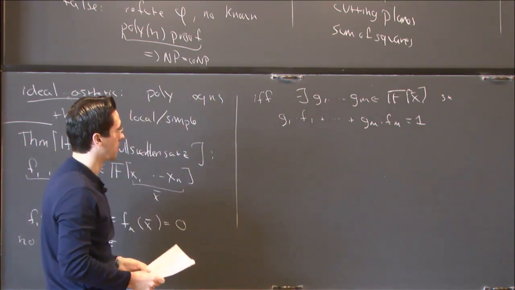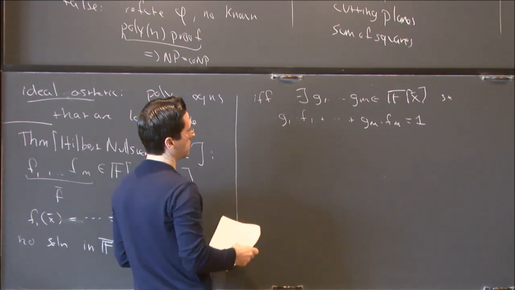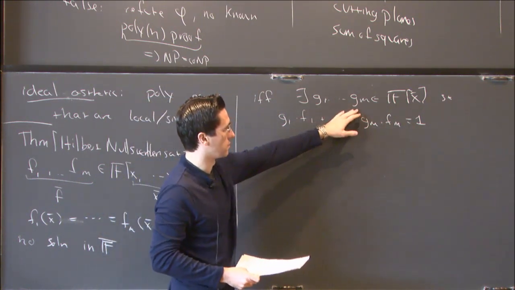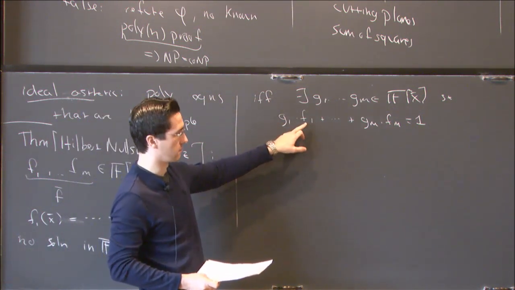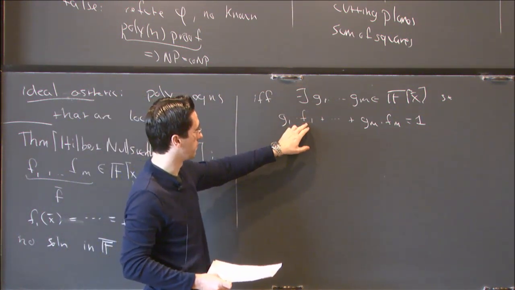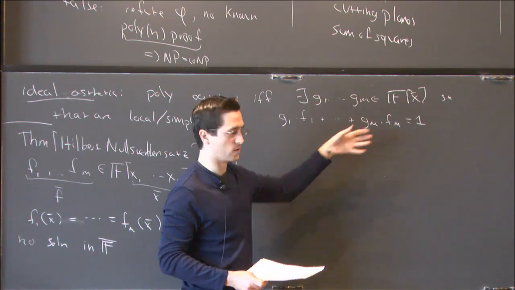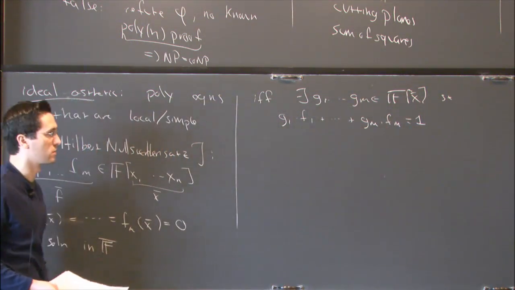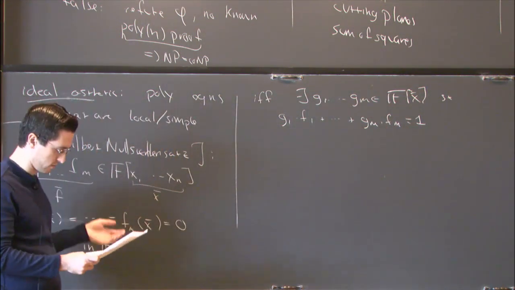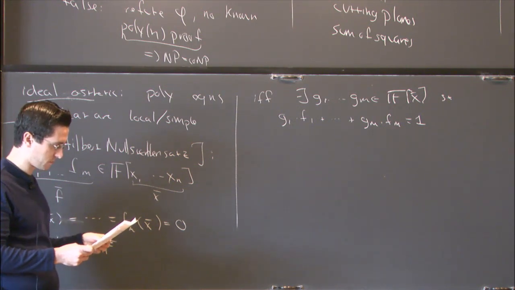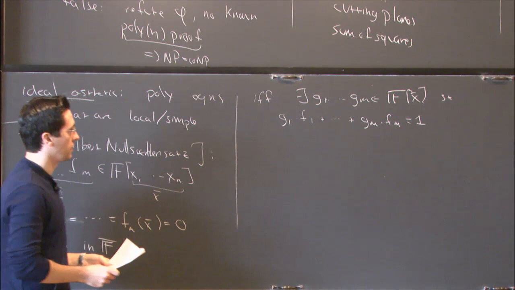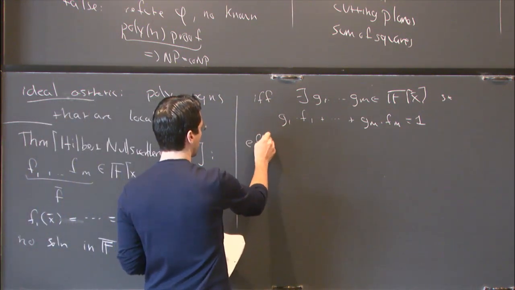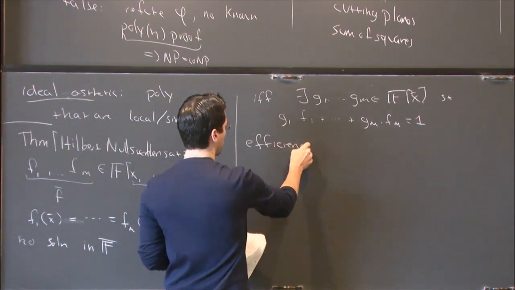OK, and it's pretty easy to see that if you can exhibit these things, then there must be no solution, because if there was a solution, you plug in that particular solution here, and each of these f's would become 0, and then you get 0 equals 1, which is a contradiction, right? So the other direction is obviously much more complicated. But the interesting question here is what can we say about efficiency of this proof system?